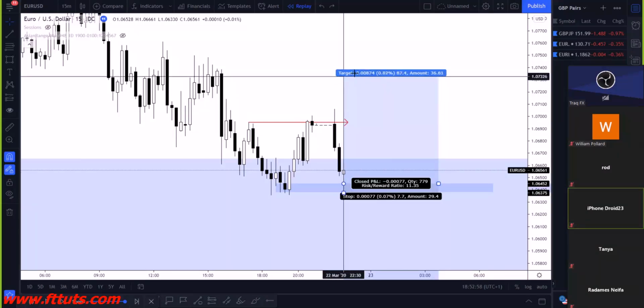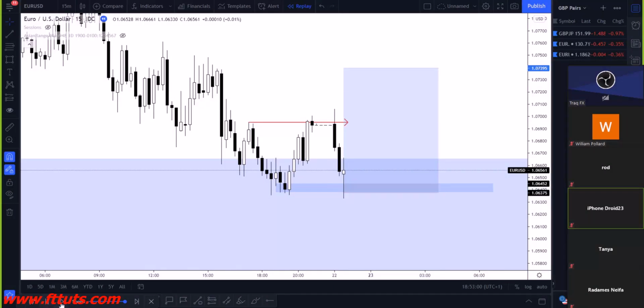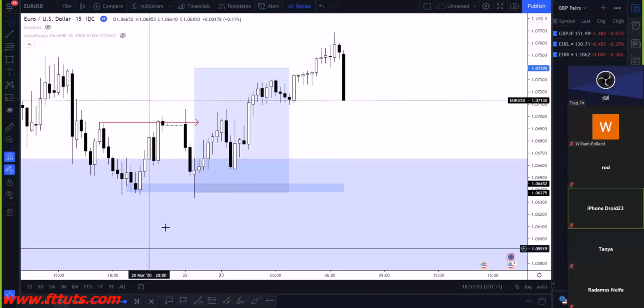I would have got stopped out. I'm not gonna lie, I would have got stopped out. But let's see how this trade ends up playing out. And TP did get smacked.